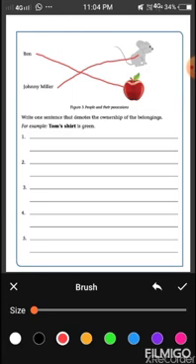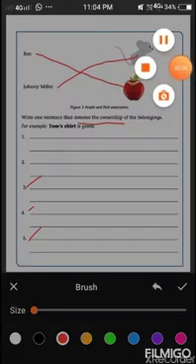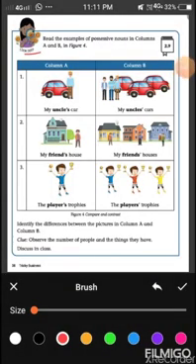Write one sentence that denotes the ownership of the belongings. For example, Tom's shirt is green. I will say one more example also. Billy's kite is beautiful. I hope you will try the remaining sentences. Let us see the next activity, look deep.